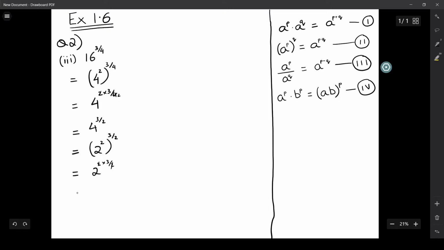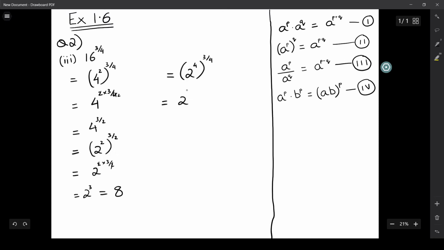Here 2 cancels itself out in the numerator and denominator, and we get 2 cube, which is equal to 8. Now, a shorter way to do this could have also been that rather than representing 16 as 4 square over here, we could have directly written it as 2 to the power 4 to the power 3 by 4.